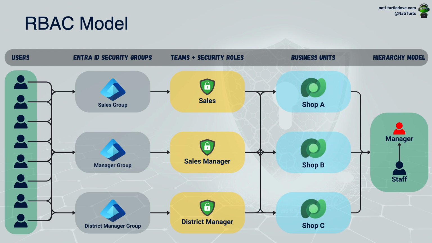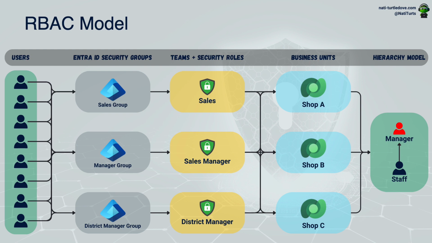What group am I a part of? Am I part of the sales group, the manager group, or the district manager group? And based on what group I'm assigned to, I then inherit the role that's related to that team in Dataverse. So because I'm a part of the sales group, I then inherit the sales role. And now because I'm assigned to a business unit as well, that role gives me different accesses to different privileges within business units. Do I have read privileges to customers across all the business units? Do I have sales privileges to only shop A that I'm assigned to, etc.? Those roles then define what access we've got across all these areas and business units.